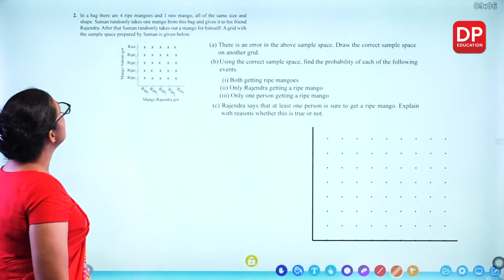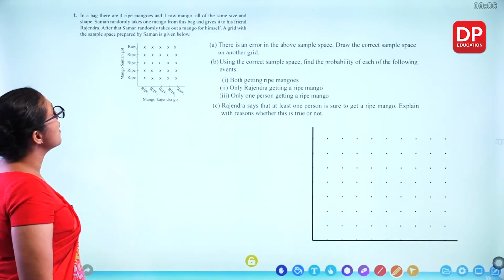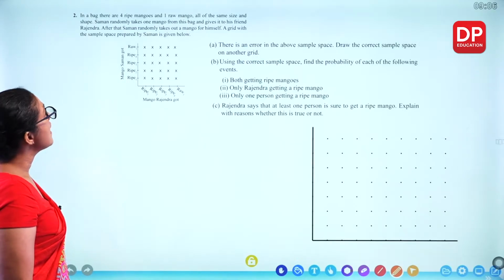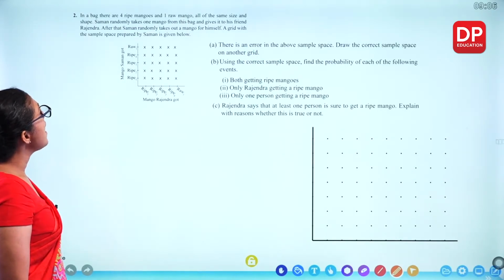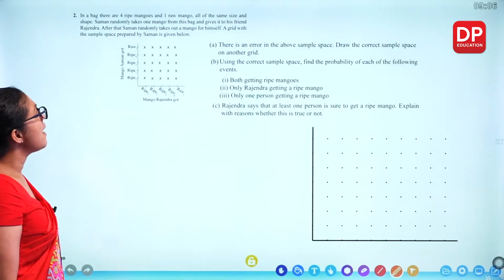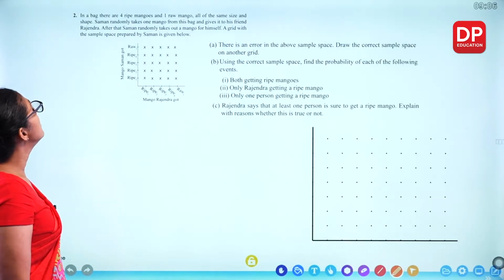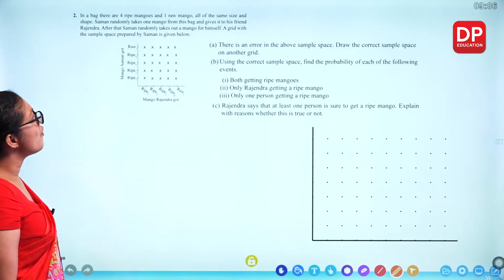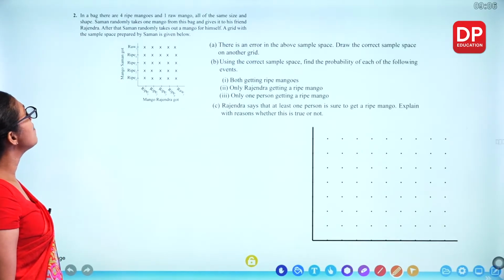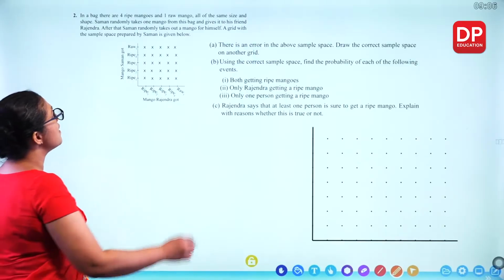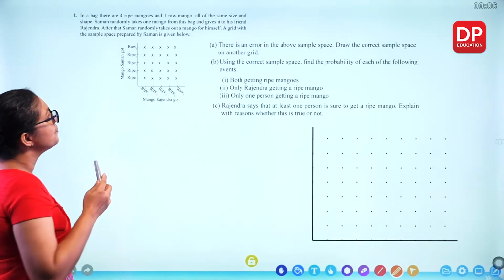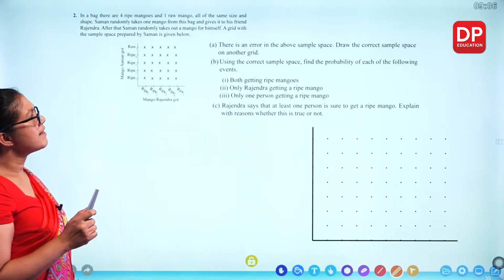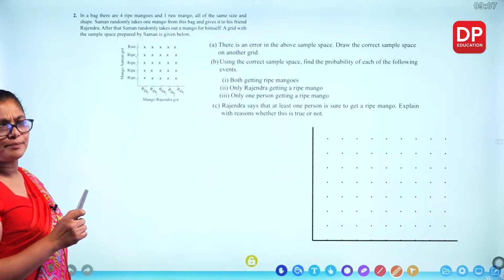Question number 2. In a bag, there are 4 ripe mangoes and 1 raw mango, all the same size and shape. Someone randomly takes 1 mango from the bag and gives it to his friend, Rajendra. After that, someone randomly takes out a mango for himself. A grid with the sample space prepared by someone is given below. There is an error in the above sample space. Draw the correct sample space on the grid.